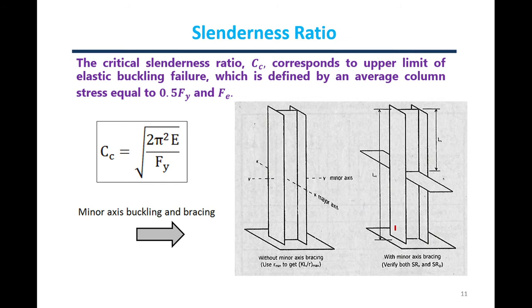So we have the minor axis buckling and bracing. So we have to check for this one. Ito yung without bracing. Ito yung meron. Verify yan. So using the r minimum to get the KL over r maximum.